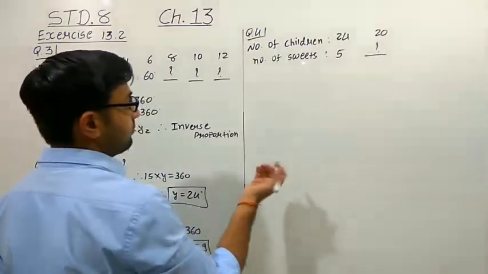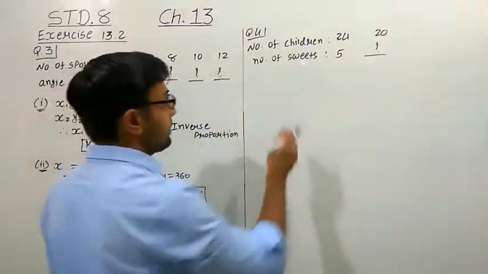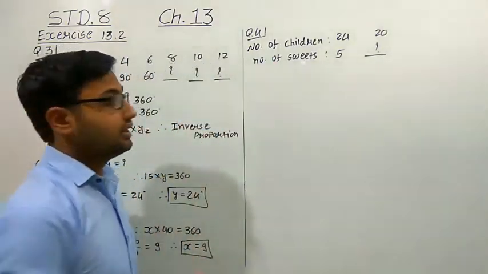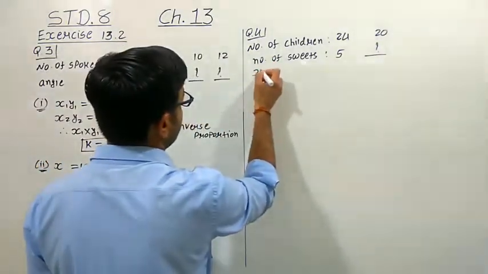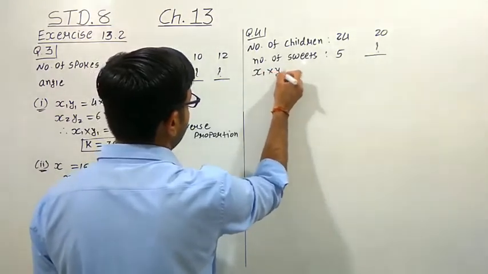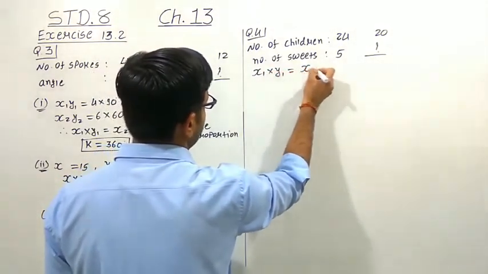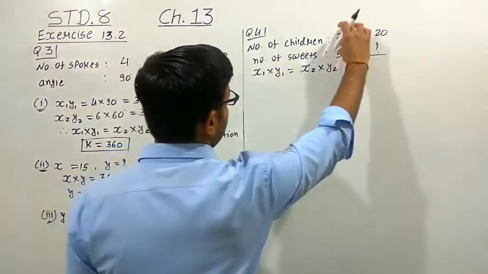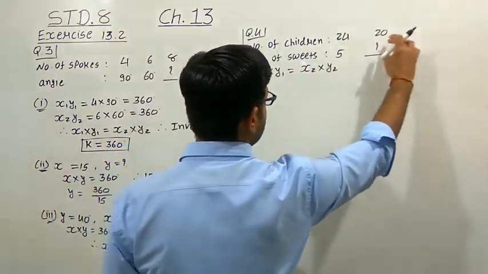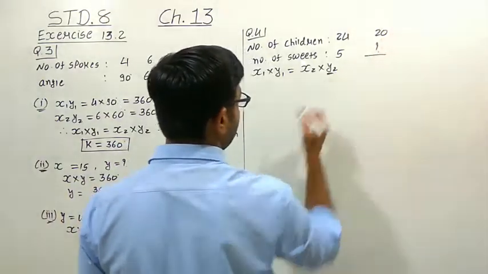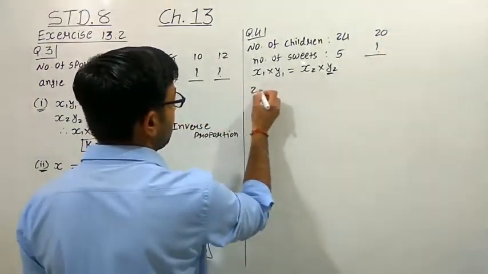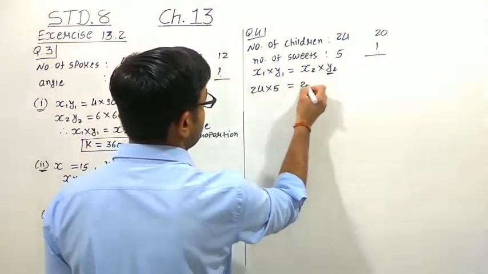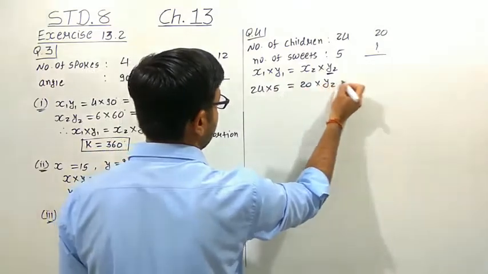So here it is a case of inverse proportion, because as the number of children decreases, the number of sweets they get increases. So here we can use this formula directly, that x1 into y1 is equal to x2 into y2. Here this is x1, this is x2, this is y1, this is y2. We want to find the value of y2. So we can write 24 into 5 is equal to 20 into y2.